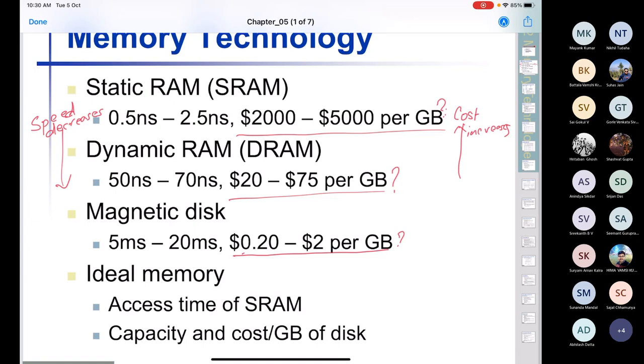So an ideal memory, the search for which continues, should have the access time of SRAM technology. That means it will be very fast. And the capacity and cost will be similar to hard disk. That means it will be large and cheap. So this combination is ideal, but whether it can be achieved or not, future technology will tell.